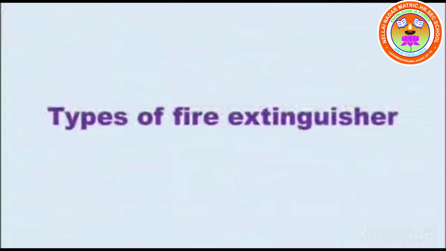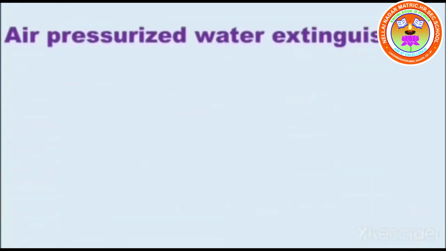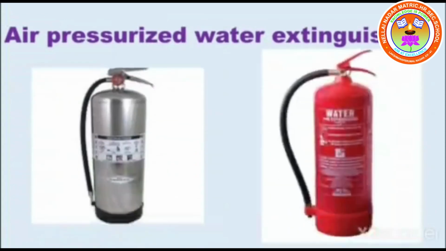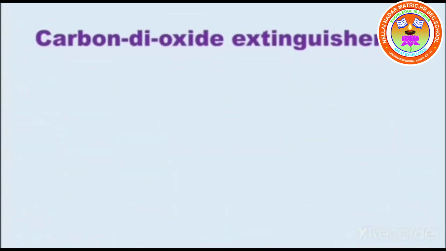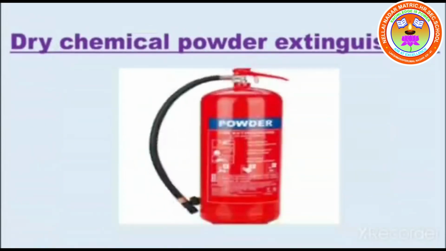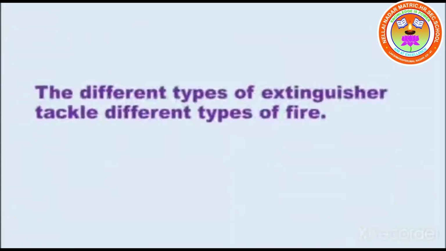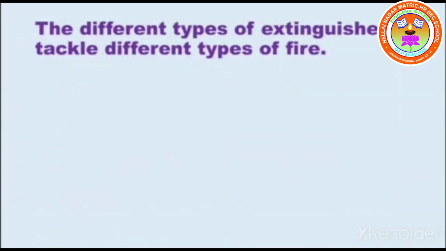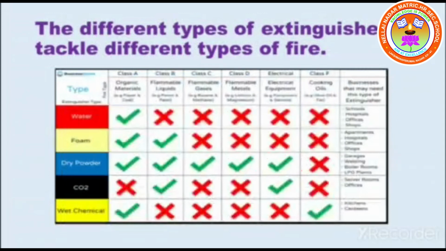The different types of extinguisher are air pressurized water extinguisher, carbon dioxide extinguisher and dry chemical powder extinguisher. The different types of extinguisher are used for different types of fire as follows.